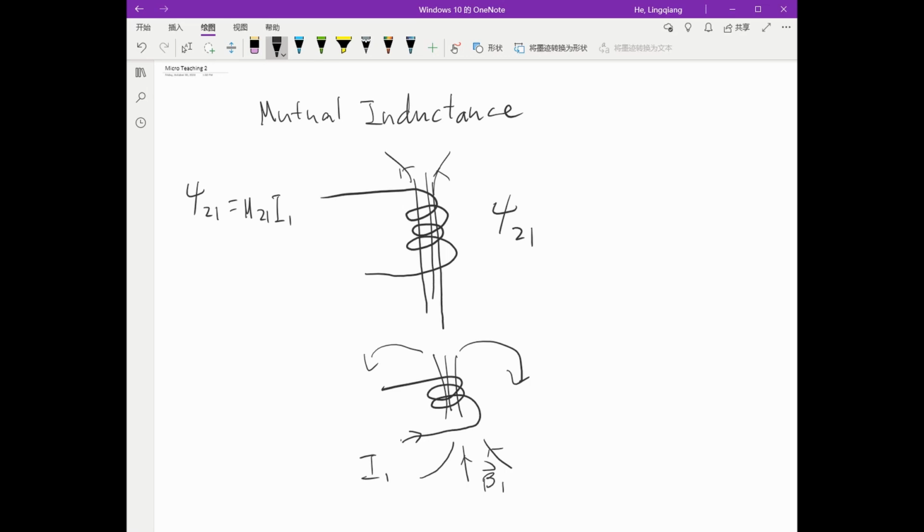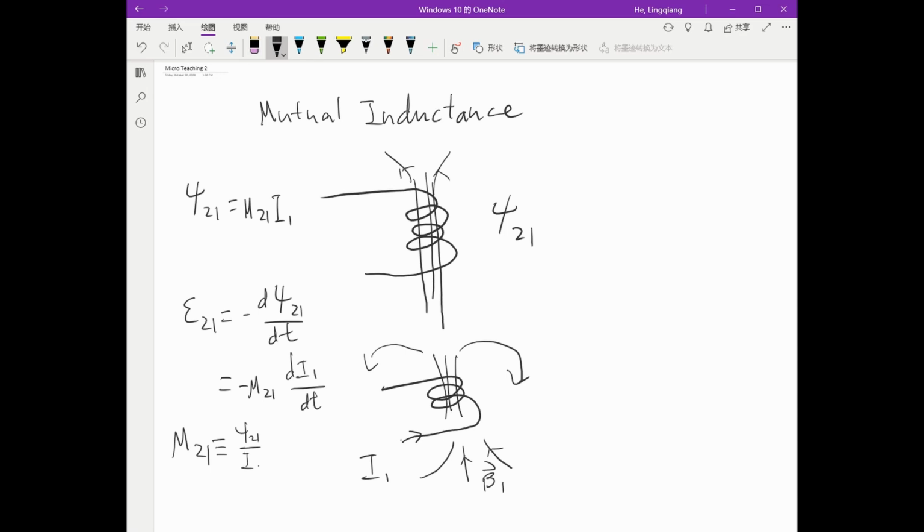When I1 changes, the EMF depends on time, namely EMF 2-1 equals minus dφ21/dt, and it also equals minus M21 dI1/dt. So basically, M here is a coefficient that represents the relation between the EMF and the change in current.